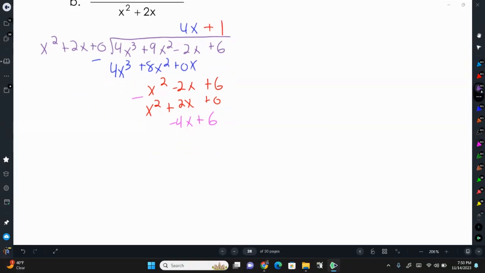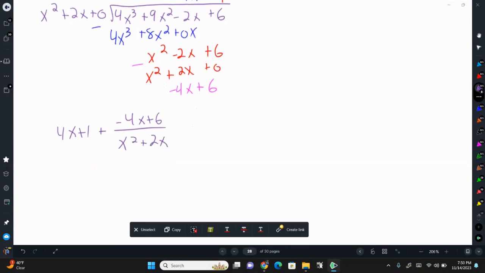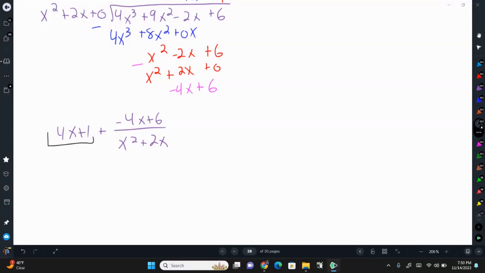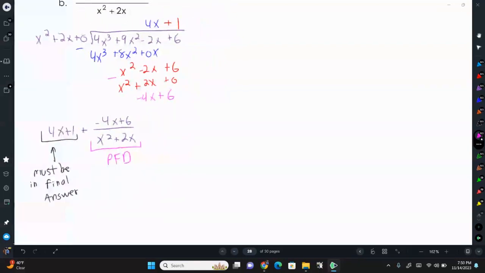So what we get here is 4x plus 1 plus negative 4x plus 6 over x squared plus 2x. We don't want to forget this in our answer. It must be in the final answer. But then we're going to do partial fraction decomposition to this. So we'll do that over here.